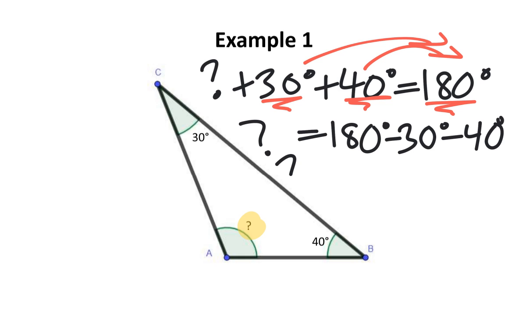Simplifying this equation should be pretty simple. 180 subtract 30 subtract 40 should give you 110 degrees. Therefore, the unknown angle is 110 degrees.